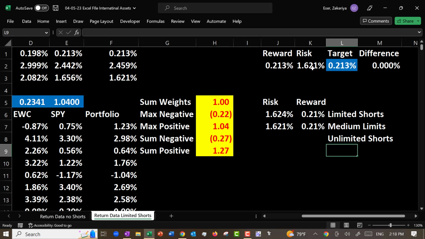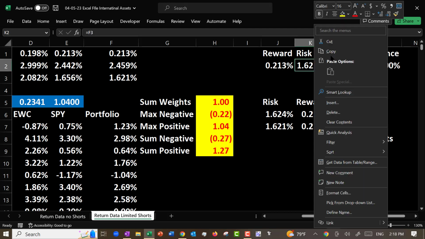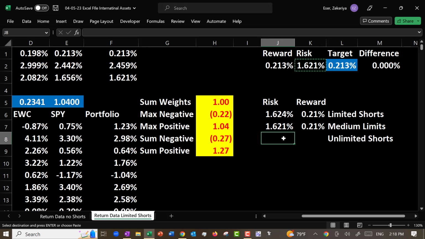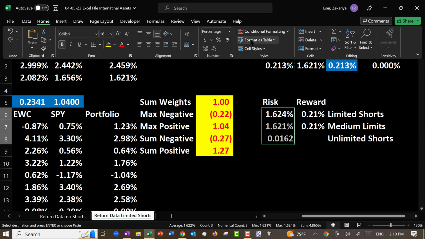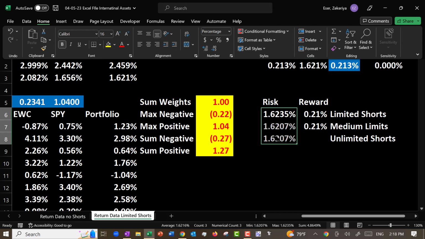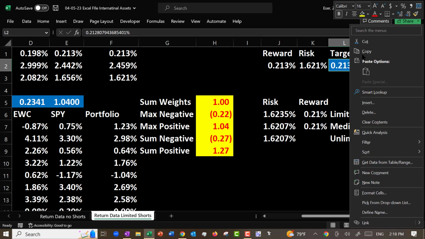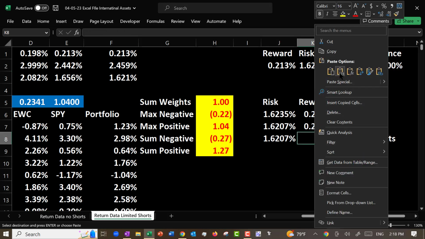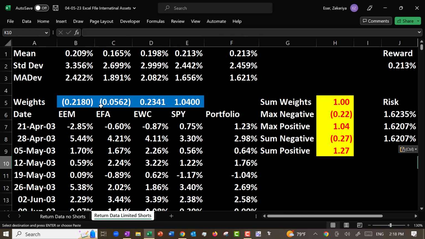So at least for this one, it didn't change too much. Yeah, it's pretty much similar. So even with unlimited shorting, there is room to short international assets at least during this time period. Normally, we wouldn't do this for the last 20 years.